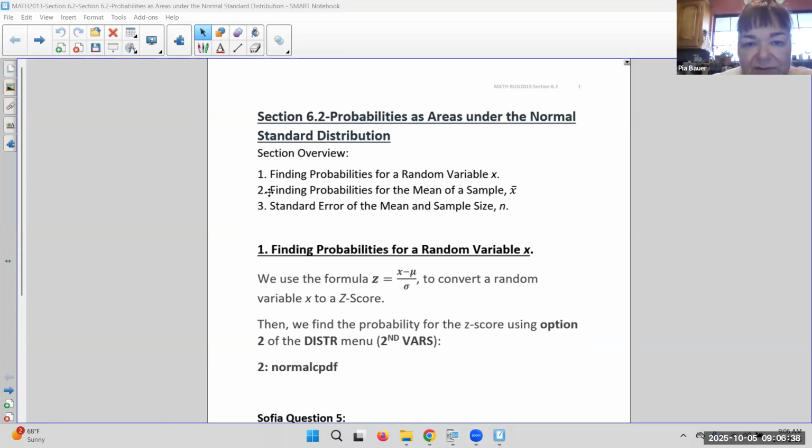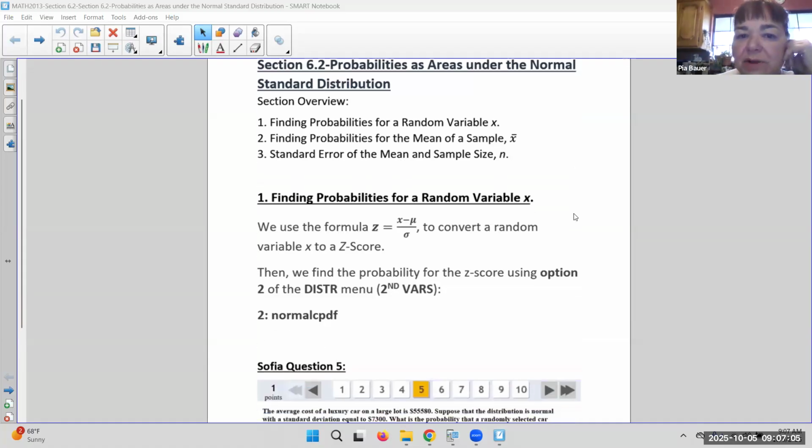The second type is finding the probabilities for the mean of a sample, that's x bar, and that involves what is called the standard error of the mean. So it's going to be a new formula. And the last type of question is where they ask you to find the sample size based on that standard error of the mean. So let's start out with finding probabilities for a random variable x.